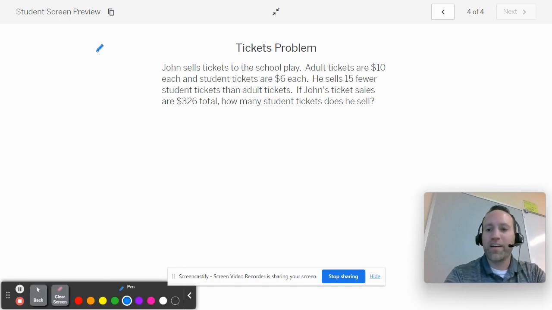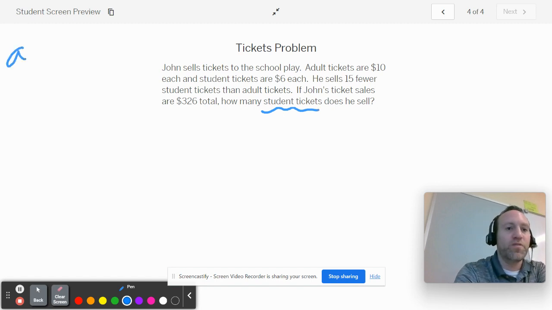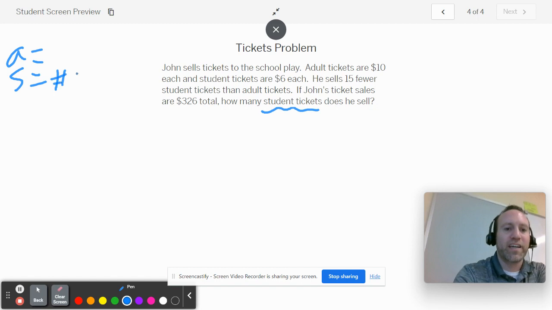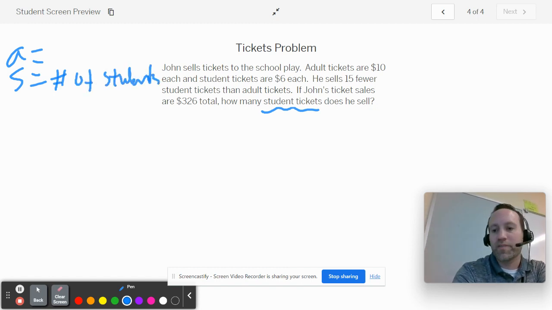What we have here, and we're not going to have to deal with decimals, which is nice, we have two unknowns. We have the number of student tickets and the number of adult tickets. So we could use A and S for that. But again, S is not student. It's the number of what? Student tickets sold. Not the value of a student ticket. We know that student tickets are $6 each. So my S is going to be the number of student tickets sold. Same thing, number of adults, or number of adult tickets sold.